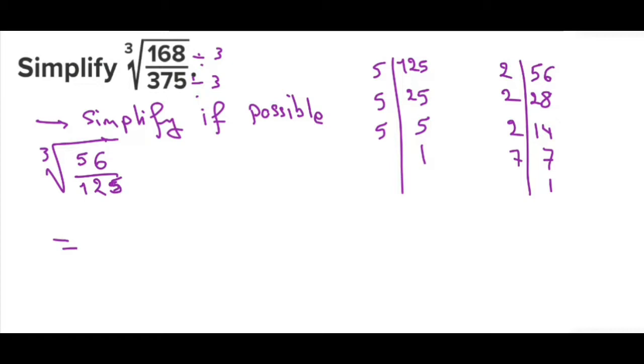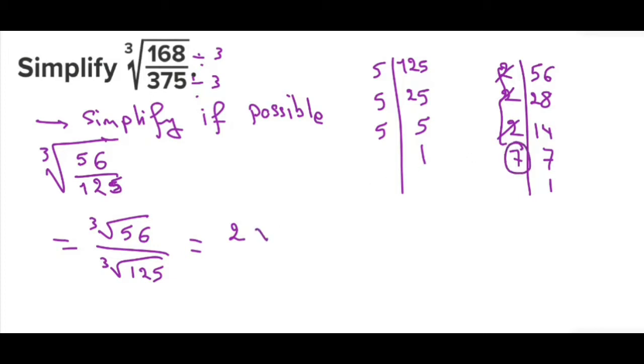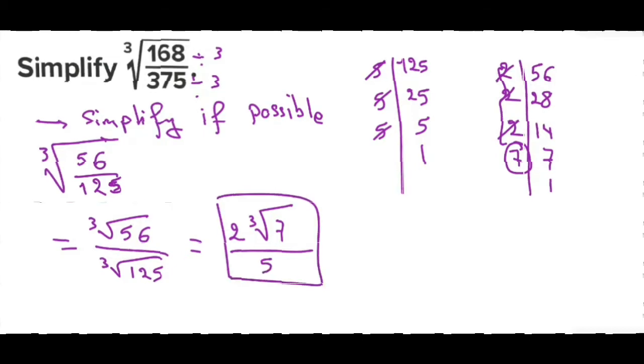So 56 under the cubic root over 125 under the cubic root. So cubic root of 56, from each 3 like factors, I'll take only 1. And what remains inside is the 7. So it remains inside the cubic root. This is over 5, 5, 5. 3 of them will be crossed and I'll take only 1. So this would be the final answer here.